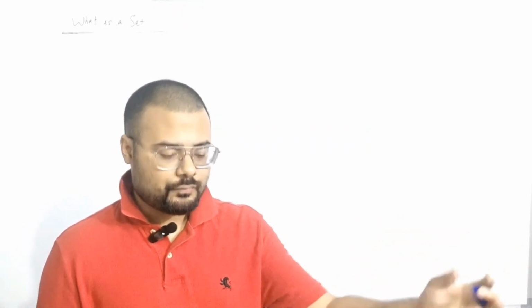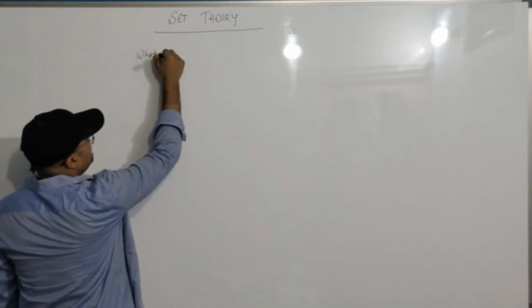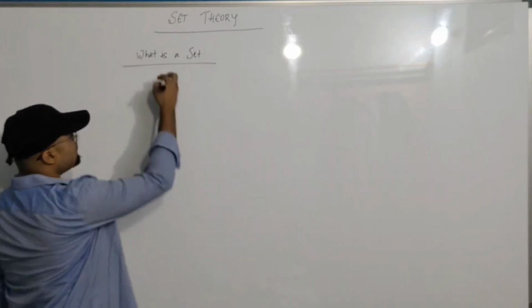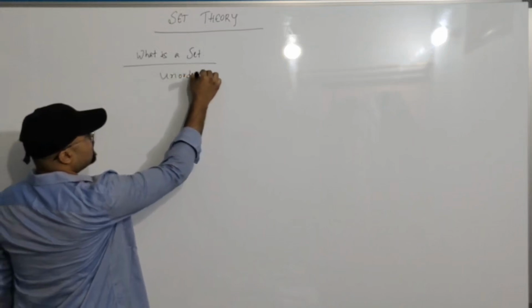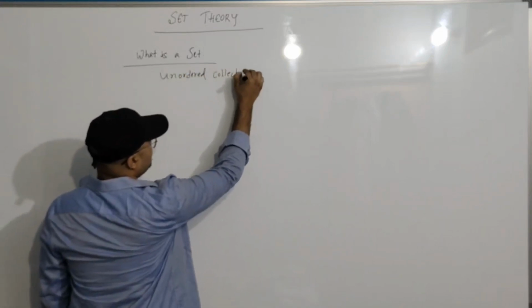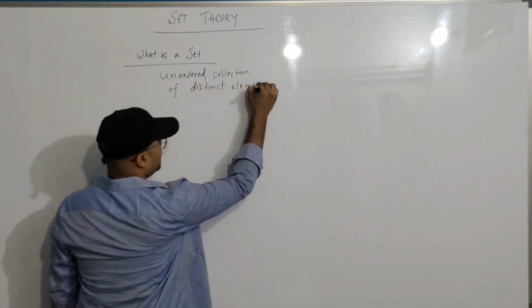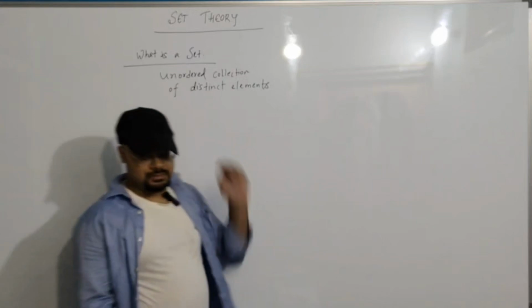A set is just a collection of distinct elements, like I've given you many examples. Everywhere you find distinct elements, and their order is not your concern, that is, which element should be kept first, which second, the order is not a factor, then the collection of such distinct elements is a set. So a set is an unordered collection of distinct elements.